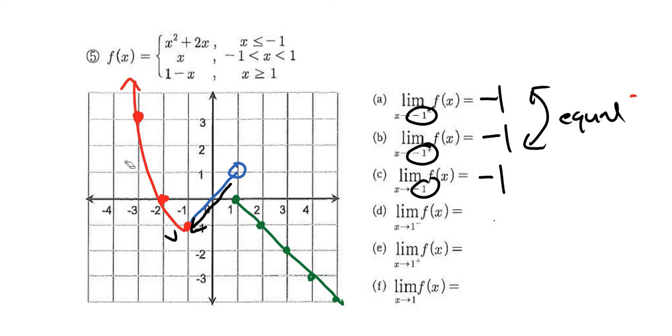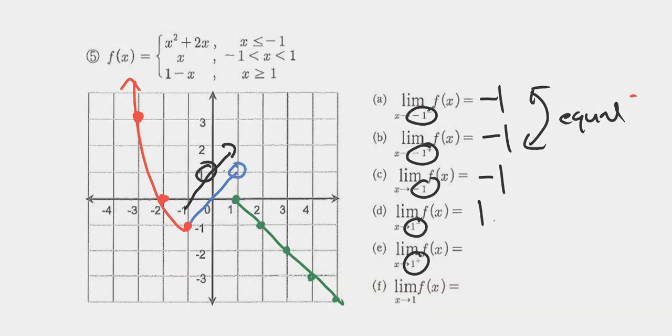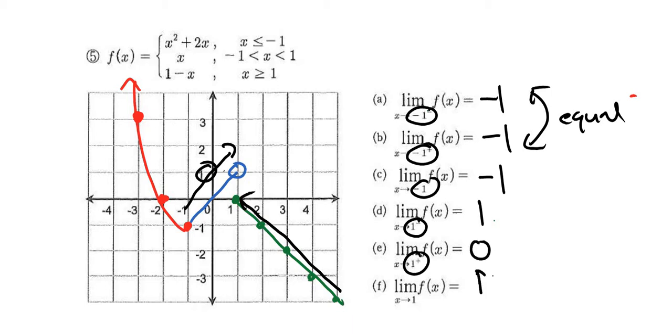Okay, so let me just erase those. Now I'm approaching 1 from the left-hand side, and then from the right-hand side. If I approach from the left-hand side, the height that I get to is this one right here, which is going to be 1. And if I approach 1 from the right-hand side, then I look at this green graph, and the height that I get to there is going to be 0, and since the left-hand limit and the right-hand limit are not equal, this is going to be does not exist.